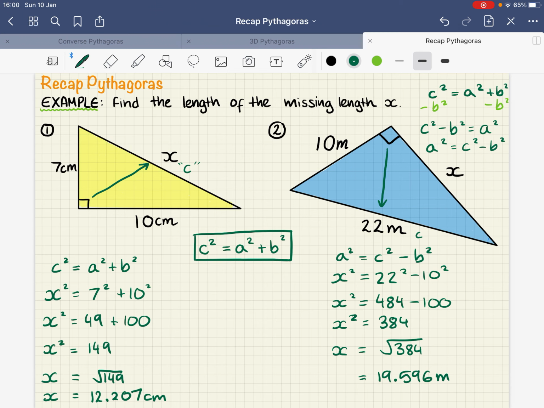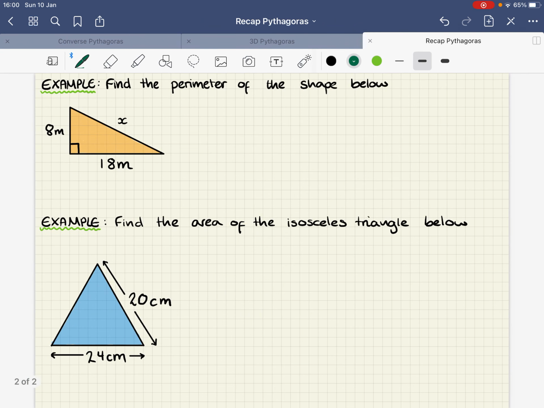So let's put these in a bit of little problem solving questions. So first one here says find the perimeter of the shape below. To find the perimeter, I need to know what all the sides are, so I've got to figure out what x is. Because x is opposite the right angle, that means it's going to be my c squared equals a squared plus b squared. So that's going to be x squared equals 18 squared plus 8 squared. Oh, let's actually get it in the same order. 324 plus 64.